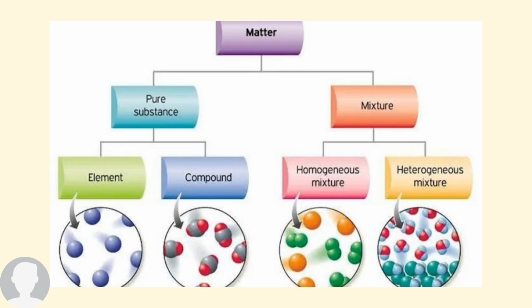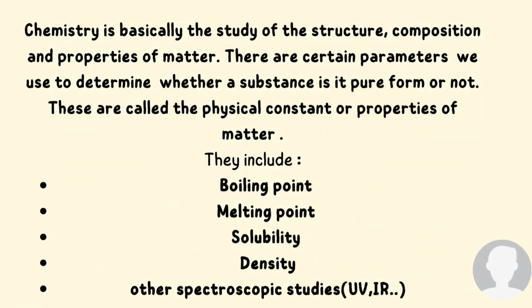Pure substances are those that can exist on their own and still retain their original identity. Examples of pure substances are the elements and compounds. And we have mixture, which comprises two or more substances combined together. When they are the same, we call them homogeneous mixture. When they are different, we call them heterogeneous mixture. Chemistry is basically the study of the structure, composition and properties of matter.